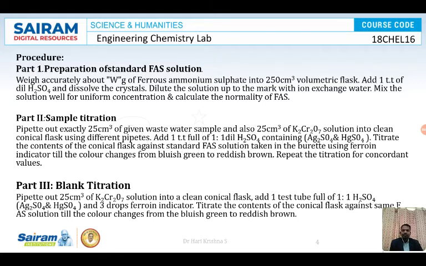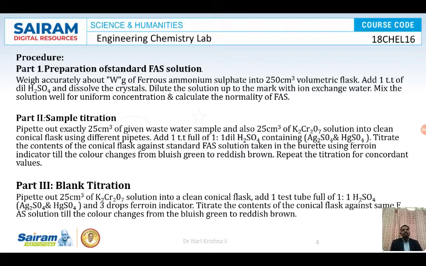Later, we're going to pipette out 25 ml of the given wastewater sample and add 25 ml of potassium dichromate. As soon as you add potassium dichromate, what happens? The potassium dichromate oxidizes both the organic and inorganic waste present. To that, we're going to add 1 test tube of dilute sulfuric acid, which is a mixture of silver sulfate and mercuric sulfate.